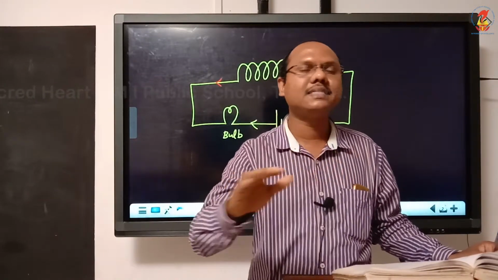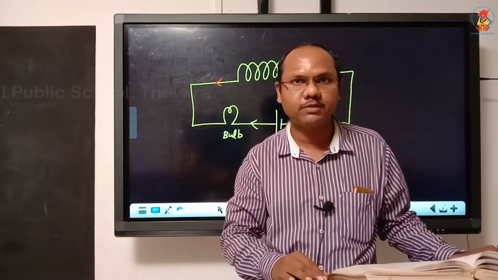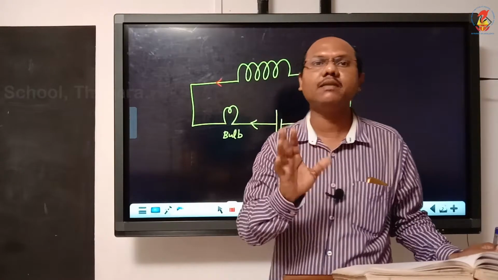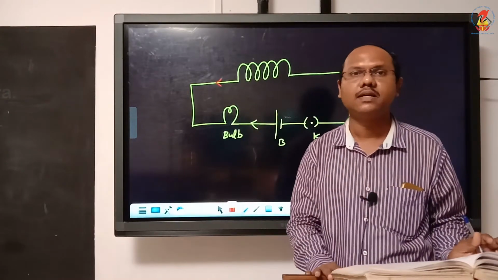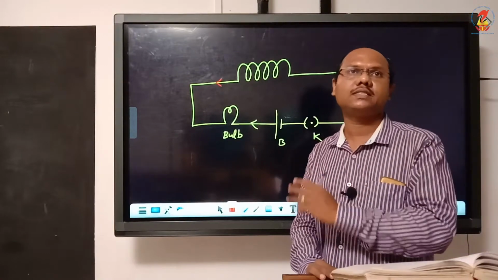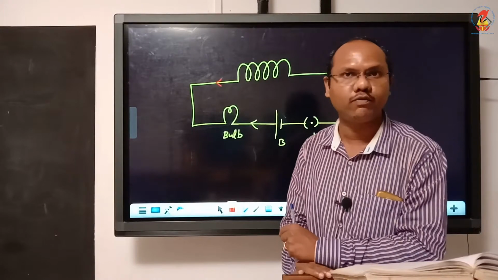Now, as I told, in the steady state there is no change in the magnetic flux and no induced current is formed. Steady state meaning the current in the circuit remains constant. That is called steady state. At that time, no change in the magnetic flux will take place and no induced current will be formed.